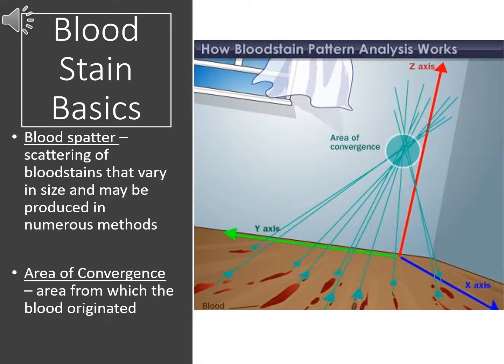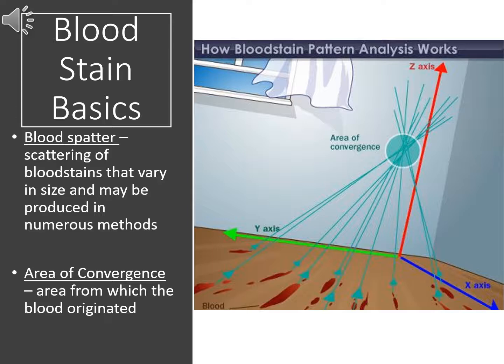So before we move any further, let's consider some blood stain basics. So blood spatter is the scattering of blood stains that vary in size and may be produced in numerous methods. And then on the right, we see in our picture also the area of convergence. This is the area from which the blood originated.